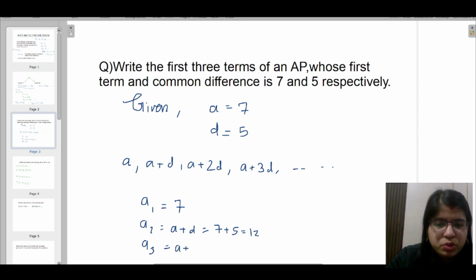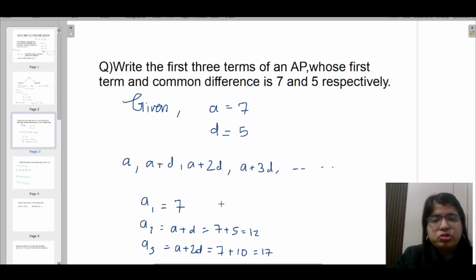Then we have A plus 2D. A is 7 and D is 5. So 2 into 5 will be 10. So we will have 17. So students, the first term is 7, the second term is 12, and the third term is 17. Okay, so we have to write the first 3 terms. So we are getting the answer.